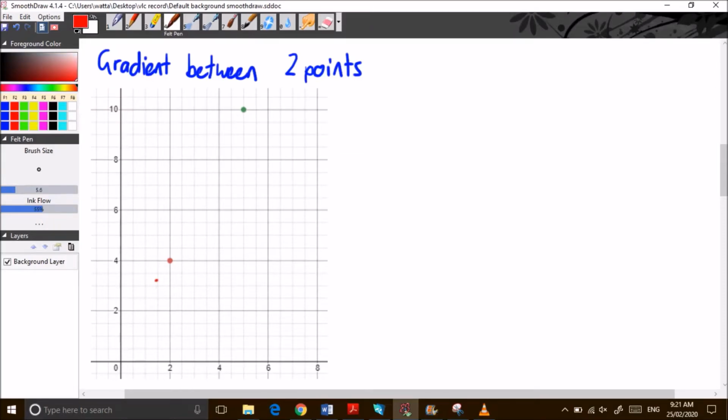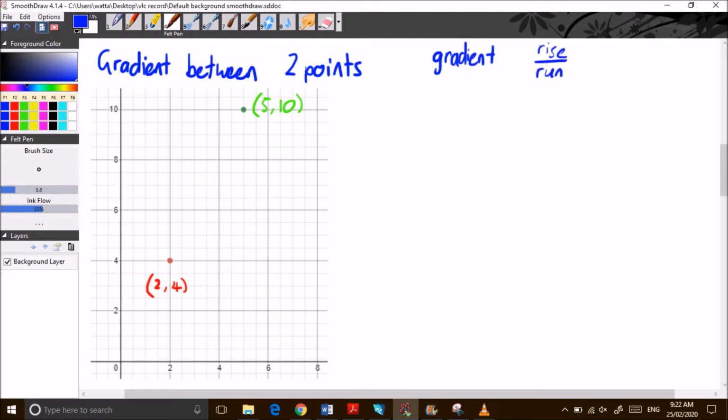Right, we want to work out the gradient between these 2 points, the red point, 2 along, 4 up, (2, 4), and the green point, (5, 10). So we want to work out the gradient of the straight line that goes between those 2 points. So the gradient we know is the rise over the run.